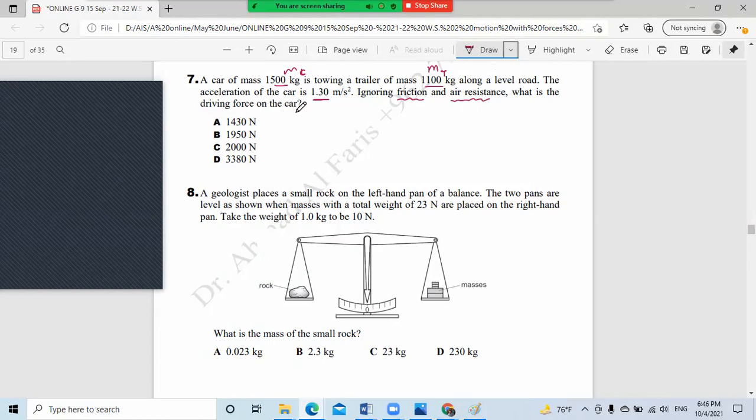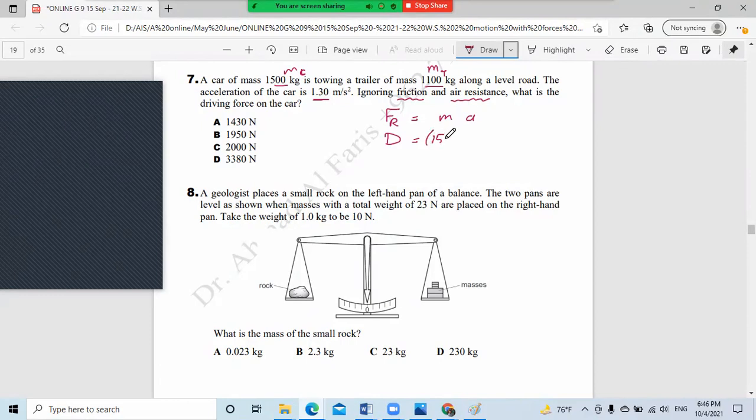What is the driving force on the car? Now we know the resultant force equals the driving force, the thrust force, minus friction and air resistance. There is no friction or air resistance, so the driving force equals mass multiplied by acceleration. Now, is the mass the first mass or the second mass? The mass of the car, or the mass of the trailer, or both of them? Exactly, the mass of both of them. We cannot neglect that.